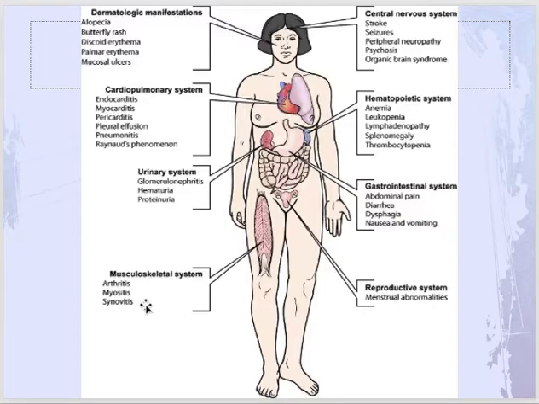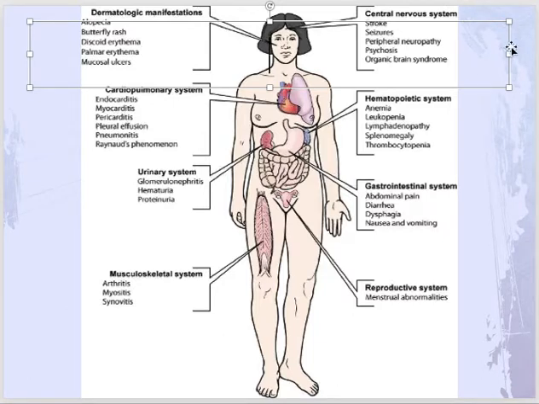Most of the time, it gives symmetrical small joint arthralgia. The joints become painful, they become red, and chronically they become deformed. Whenever there is major joint deformity that resembles rheumatoid arthritis, we call this Jaccoud's arthropathy. I will write it over here.